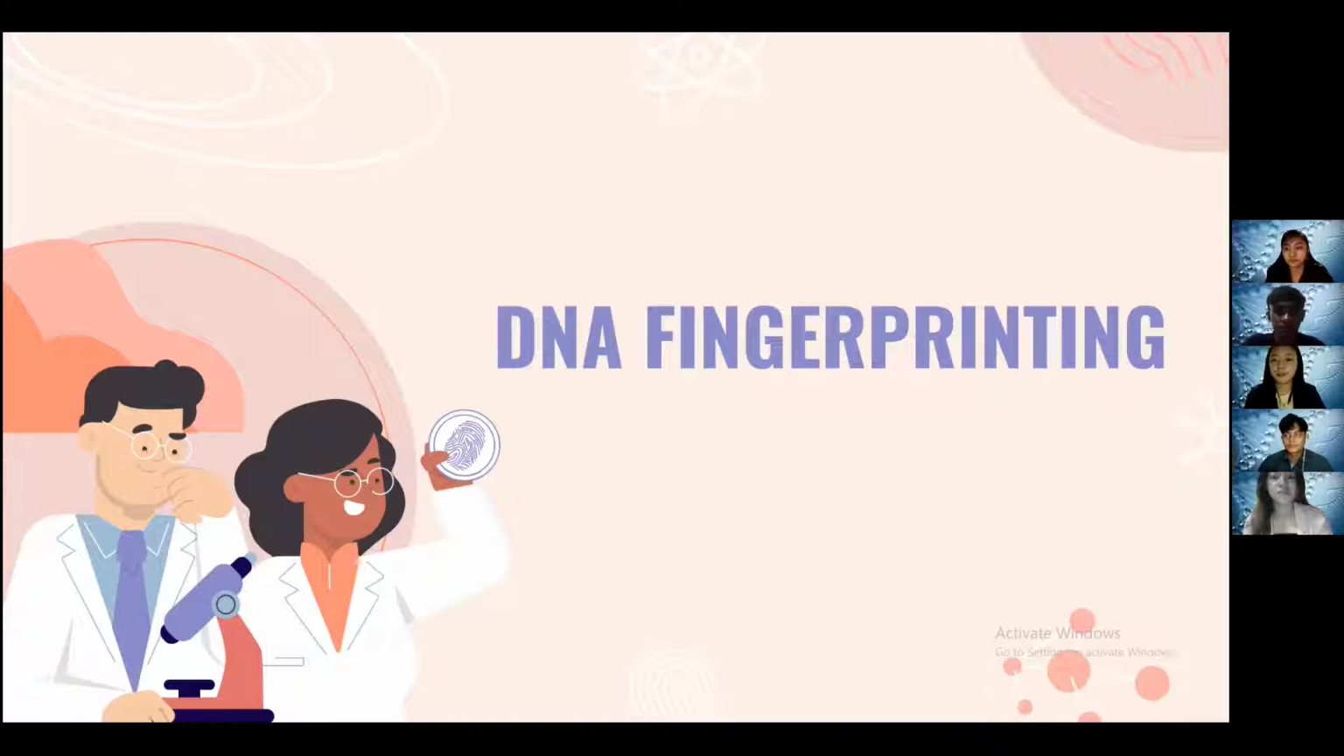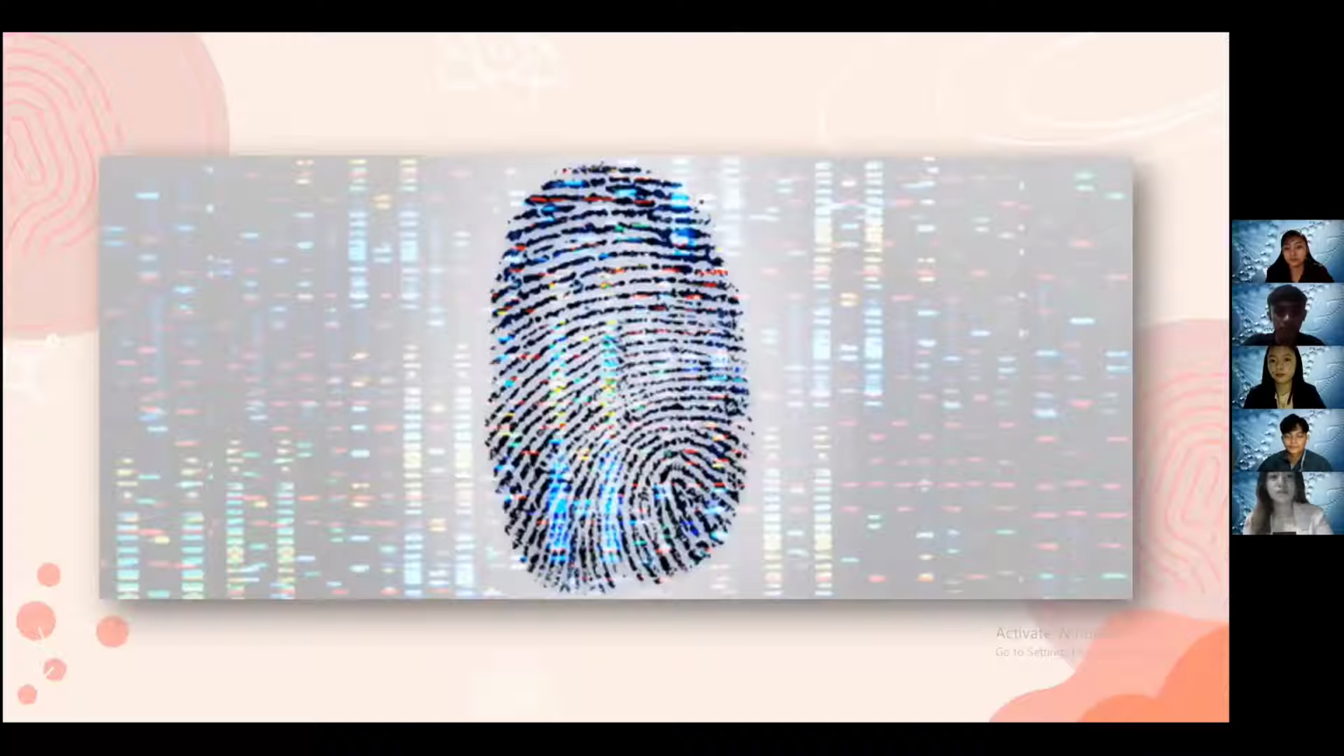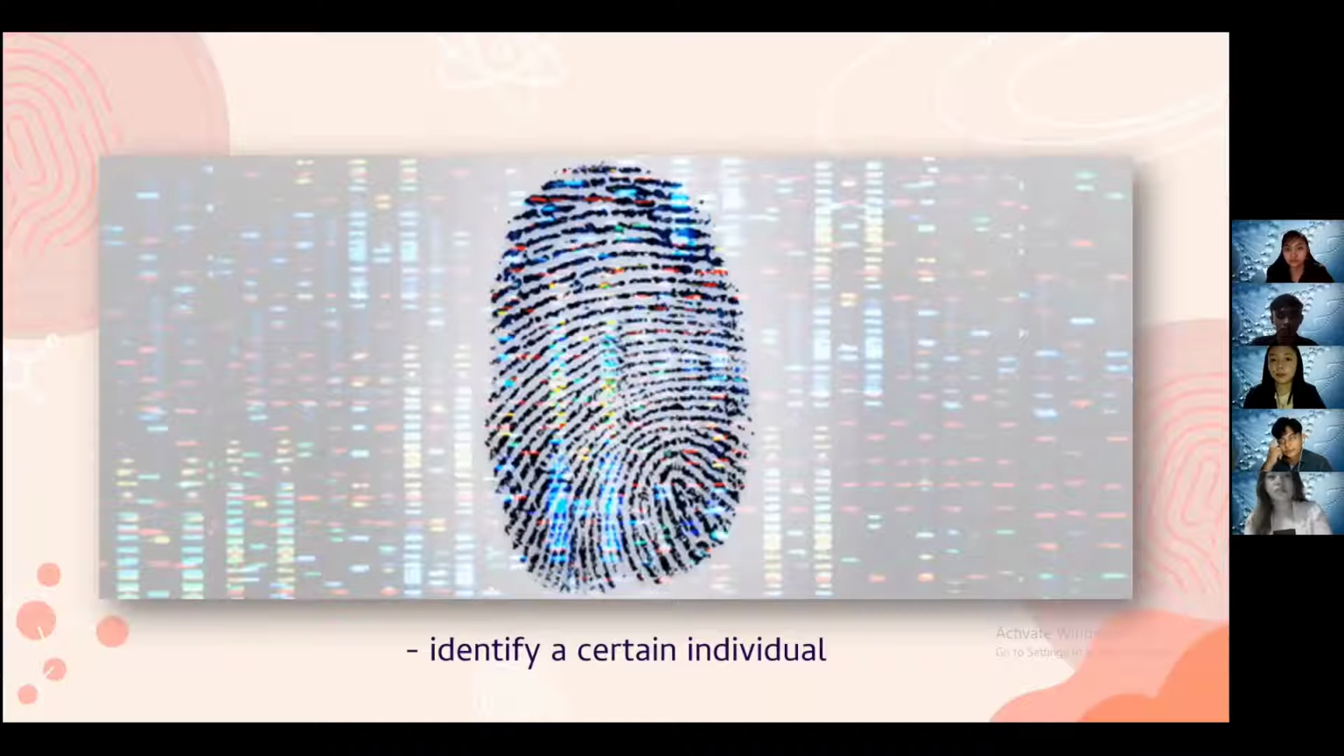DNA fingerprinting. What is DNA fingerprinting? DNA fingerprinting is a way to identify a certain individual, rather than simply identifying a species or a particular trait. It is a technique used by scientists to distinguish between individuals of the same species using only samples of their DNA. It allows DNA samples from different people to be compared to look for similarities and differences. It is used for solving crimes.